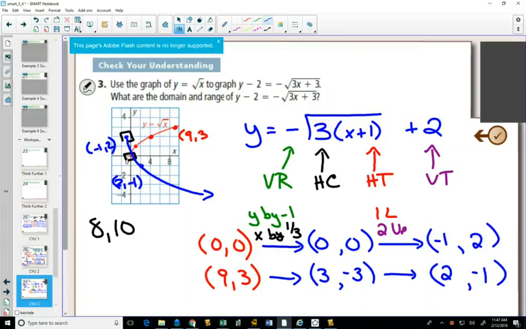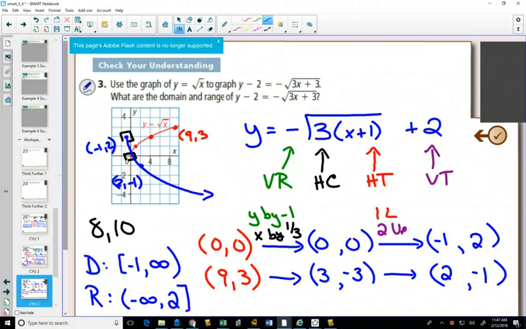This question did say, what are the domain and range of our final graph? So we'll do that as well. We haven't used interval notation for a while, so our domain, our smallest x value is -1. We'd put that with a square bracket and go to infinity. For our range, it goes down forever, so there is no smallest y value. So we start at -infinity and we go up until we get to 2. 2 is included, so we put a square bracket on that.